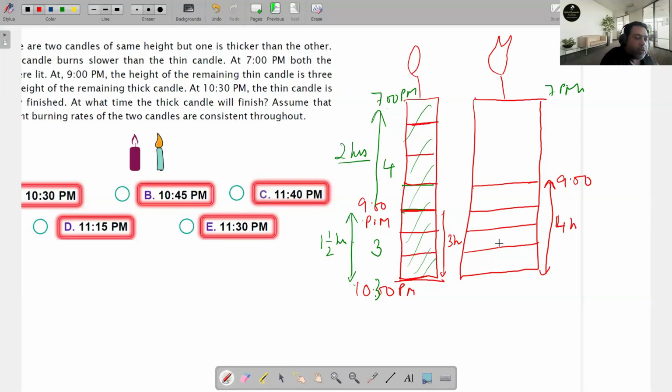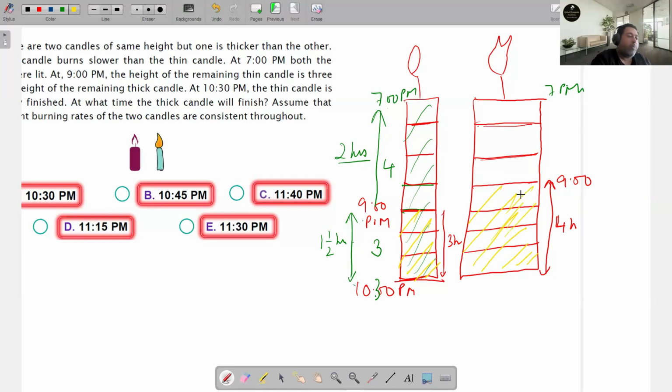Okay, so these two heights are the same. So here we can divide this into 4 more parts, 3 more parts here, right? So we can divide this into 4 more parts. So what was left here at 9 p.m. would be this part, and what was left here would be this part of the thick candle.